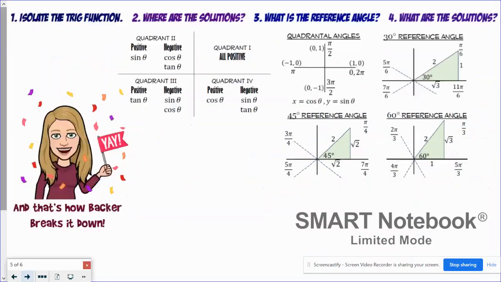So to solve a non-quadratic trig equation, start by isolating the trig function. Then ask yourself, where are the solutions? That's plural. There's at least 2. Finally, look for the reference angle. Draw a sketch. Keep it simple. Keep it to quadrant 1. And then finally, what are the solutions? Go back to those 2 quadrants from step 2. That's where you're looking for those solutions.